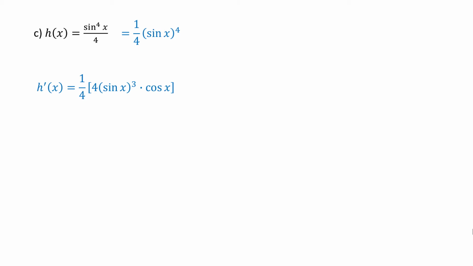Let's do the arithmetic. That's multiply the 1/4 with the 4, and we'll get h prime of x is equal to sine cubed x cosine x.